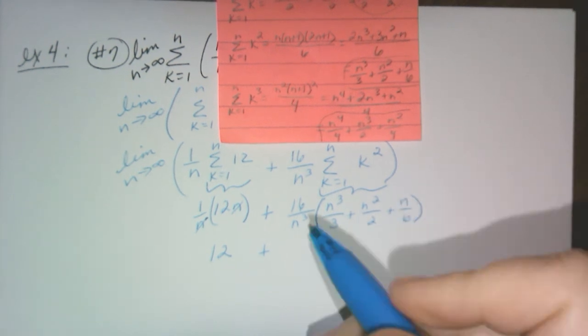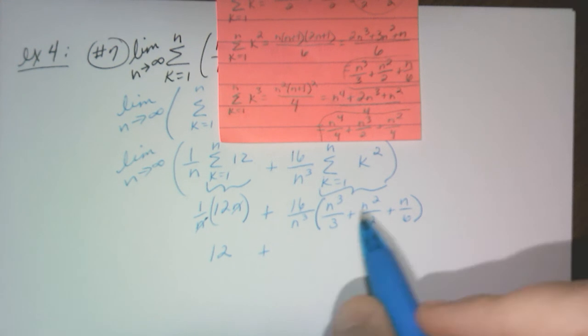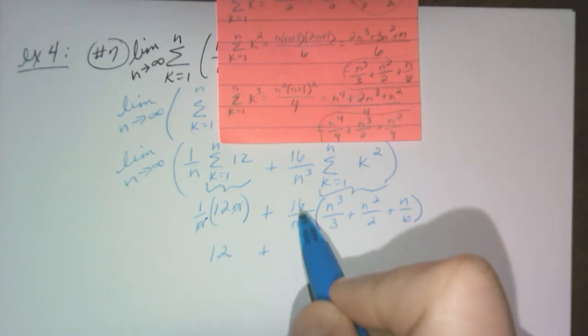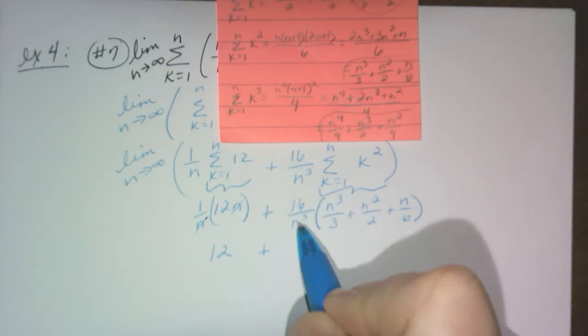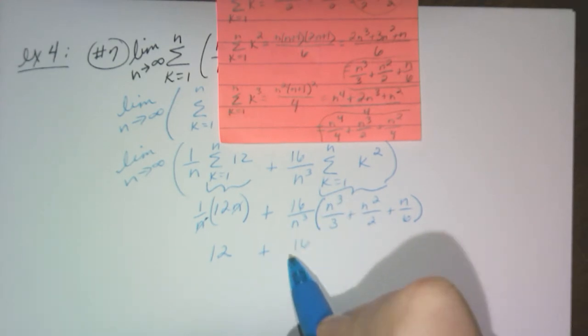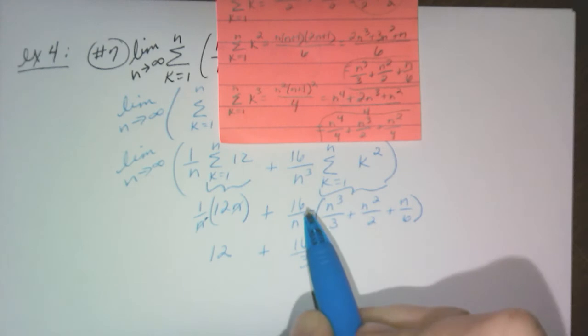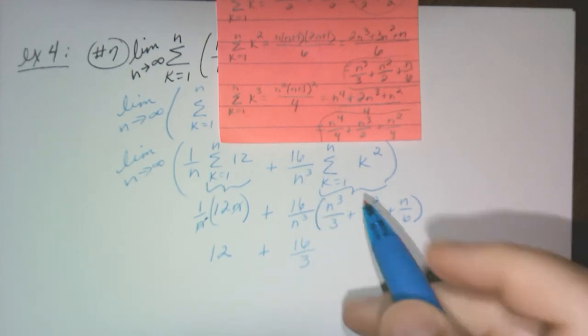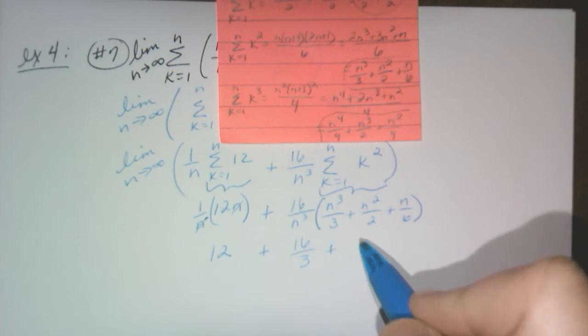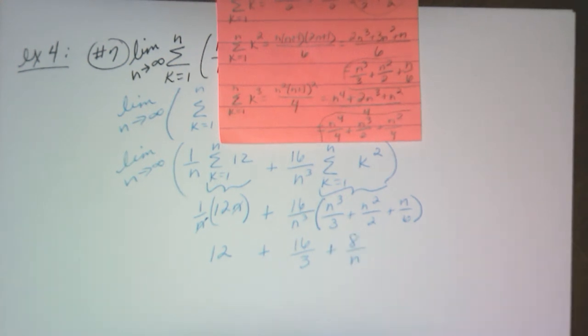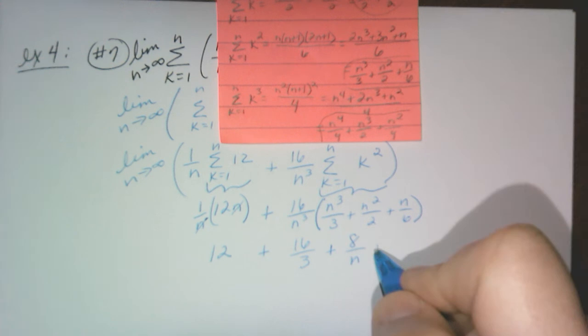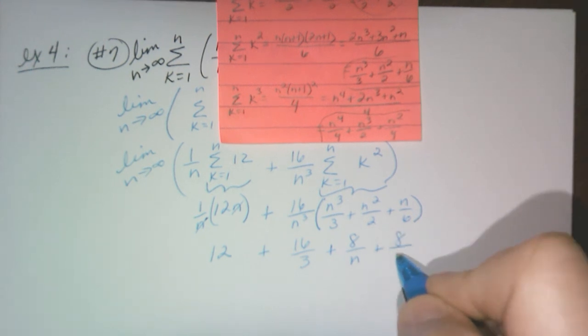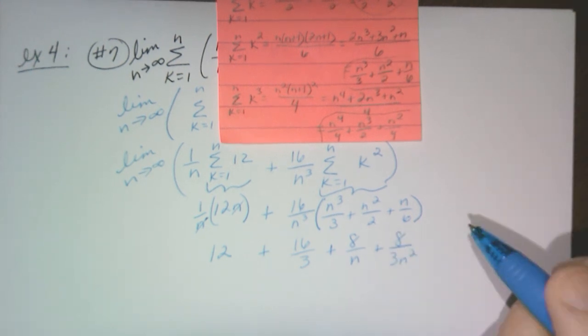Now I'm going to distribute that through. It's a lot of fractions. You can do this. So what would I have? Well, 16 over n cubed times n cubed over 3 would just be 16 over 3. And 16 times n squared over 2 times the n cubed, well, that fraction, you've got to know your fractions, would reduce to 8 over n. And then this would be 16n over 6n cubed. And what would that reduce to? 8 over 3n squared, I believe. Yes. Okay.